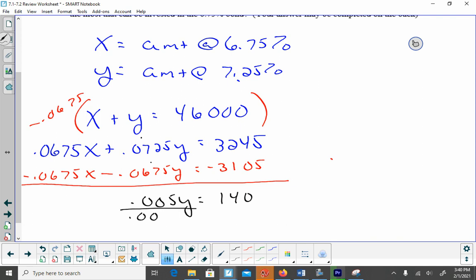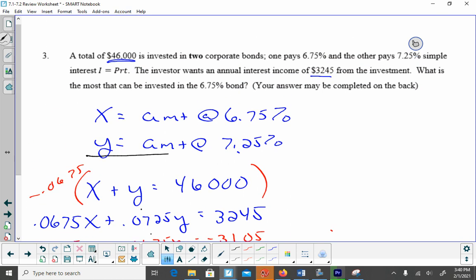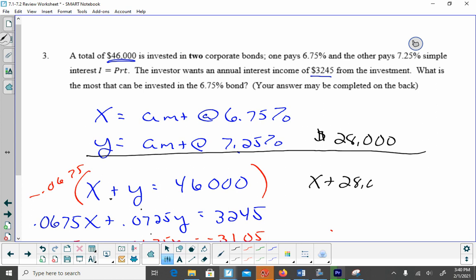Divide both sides by 0.005. And I find out that y is equal to 28,000. So going up here, y is the amount invested at 7.25, so that's going to be $28,000 that I have to invest at 7.25%. To find how much is left, I'm going to put it back into this equation, say x plus 28,000 is equal to 46,000. Subtract 28,000 from both sides, and I get x is equal to 18,000.